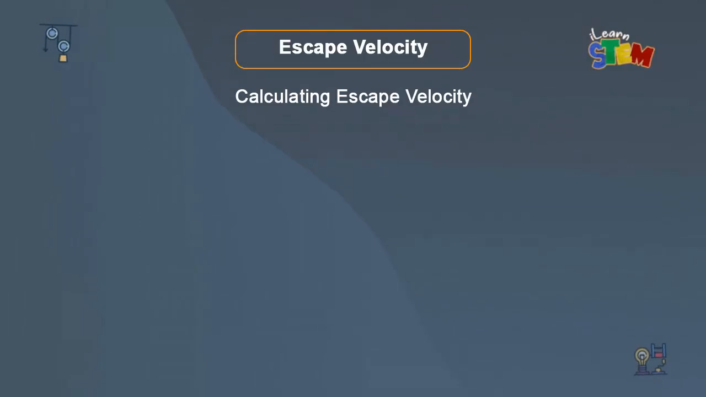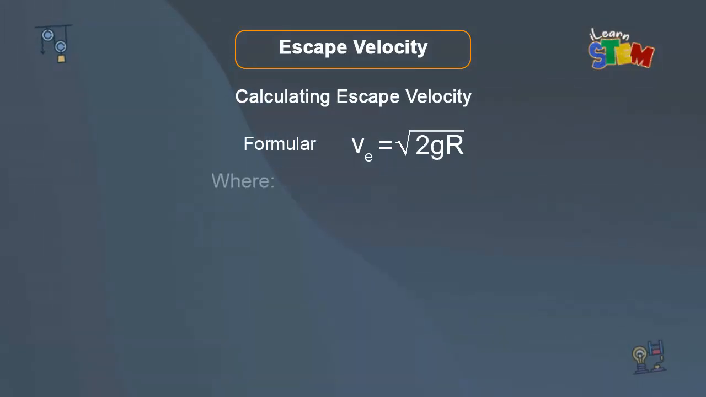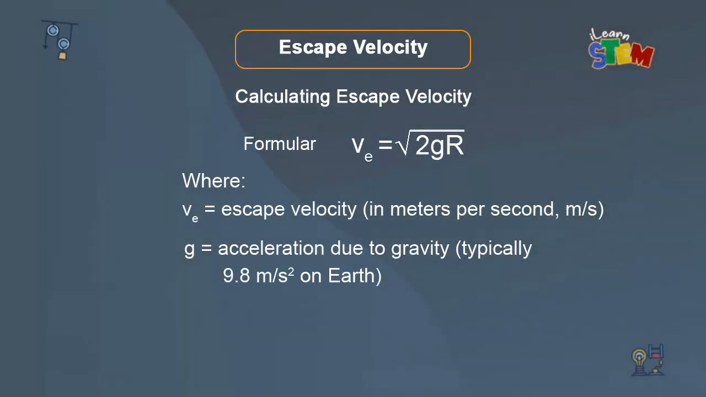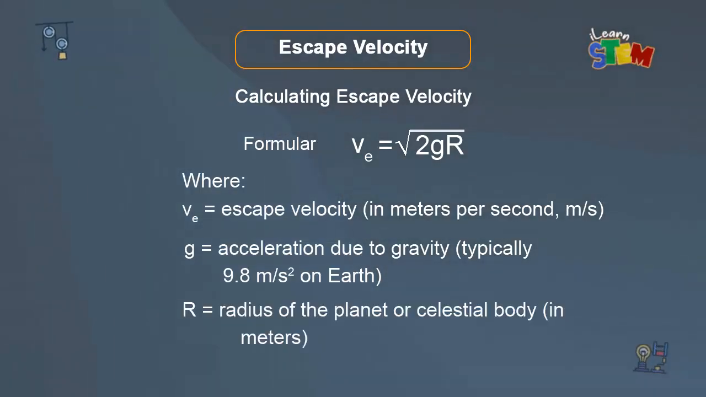To calculate escape velocity, we use the formula v equals the square root of 2 times g times r, where v stands for escape velocity, the minimum speed needed to break free from a planet's gravitational pull. g is the acceleration due to gravity on Earth. That's 9.8 meters per second squared. And r is the radius of the planet.